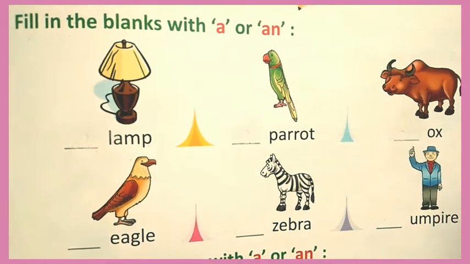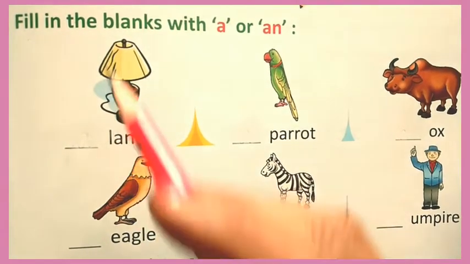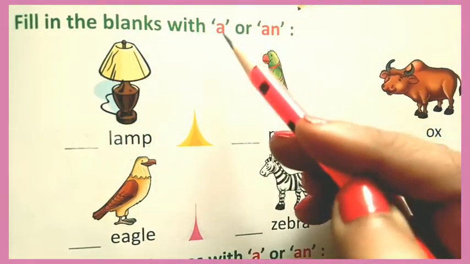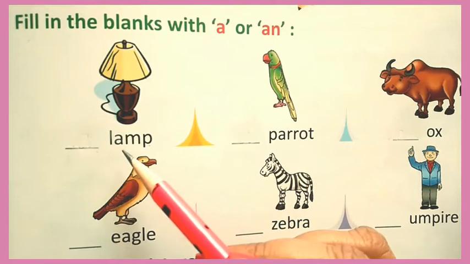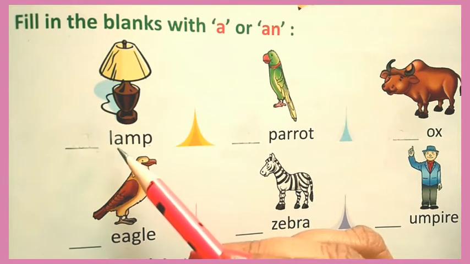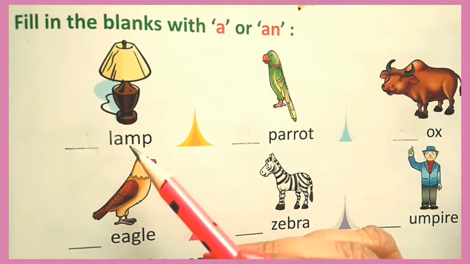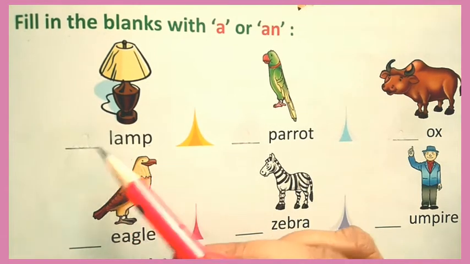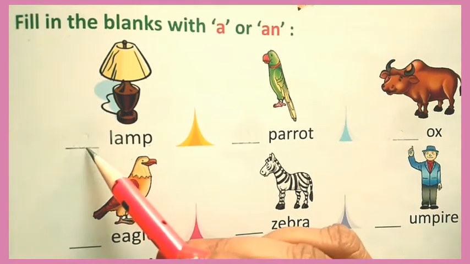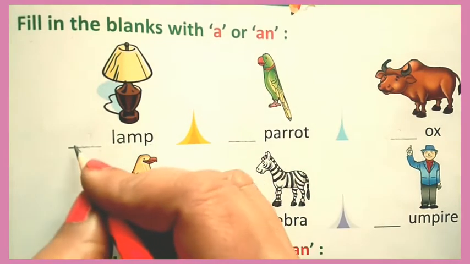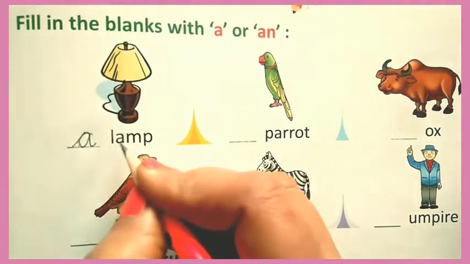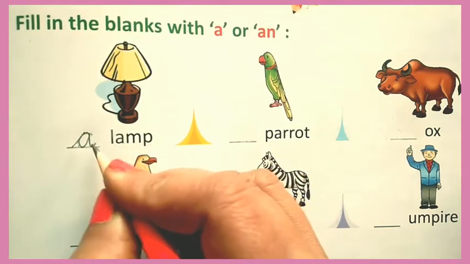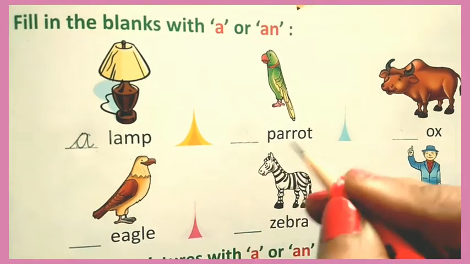Children, open page number 35. Fill in the blanks with a or an. You will see the spelling very carefully. If that spelling starts with a consonant, then you will use a. Okay? Like a lamp, L-A-M-P, lamp, a lamp.